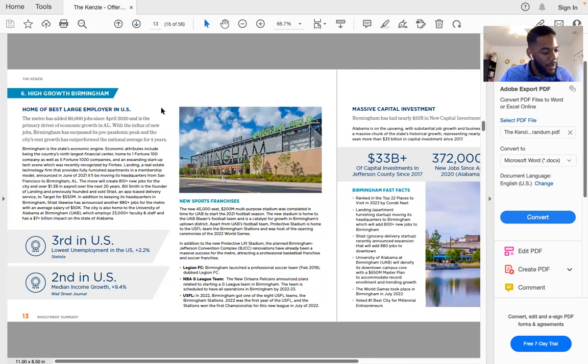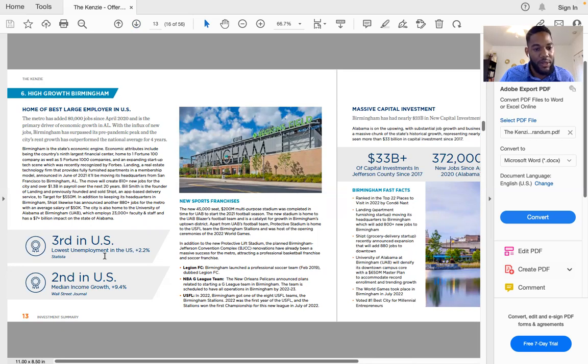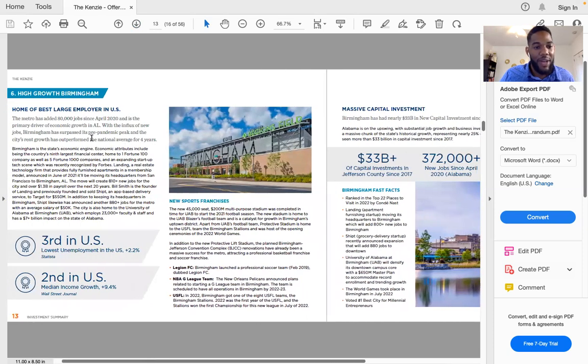So I guess this is just a little bit about Birmingham. Birmingham is third in the U.S. as far as lowest unemployment, second in the U.S. as far as median income growth. So this isn't a primary market, I would say, but I would classify Birmingham as more of an emerging market. Living here for 5 to 6 years, it's been a substantial change as far as the city's involvement in developing infrastructure and reinvesting in their communities. So living here 6 years, I've seen a huge change.